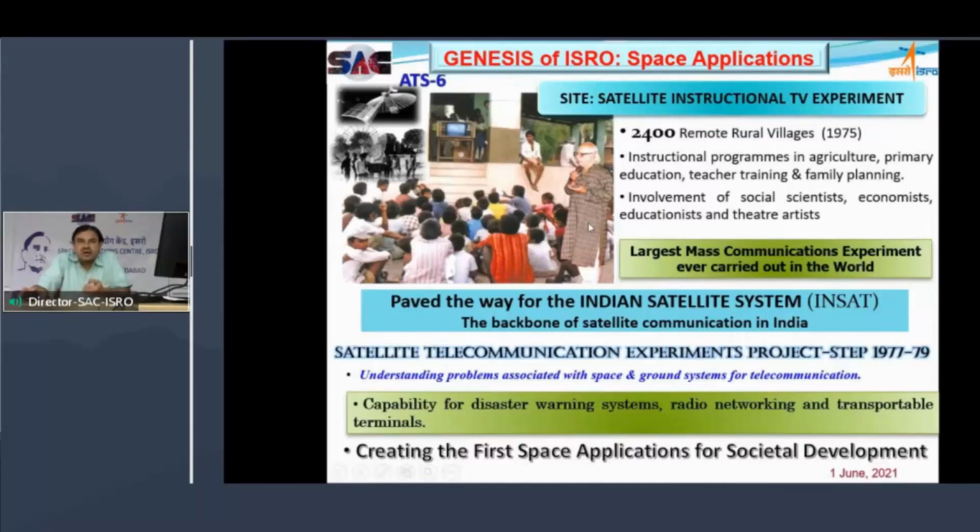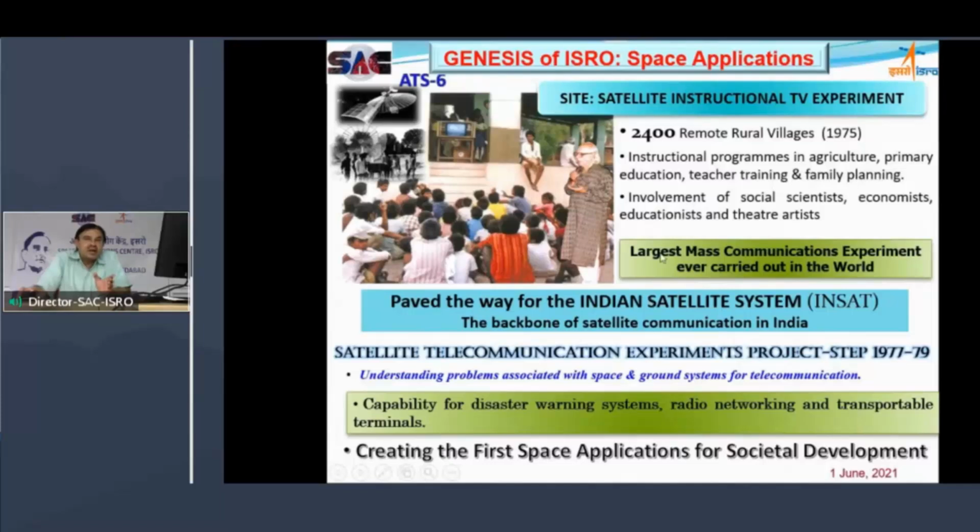All of you must have heard his name. He was a great science communicator and a great social research scientist. Any topic you give to him, he can explain it in such a beautiful and simple way that everybody will understand the concept. That is what we call the greatest hallmark of a great scientist. So that was Professor Yashpal, and he started this program in Ahmedabad, covering 2,400 villages all across the country.